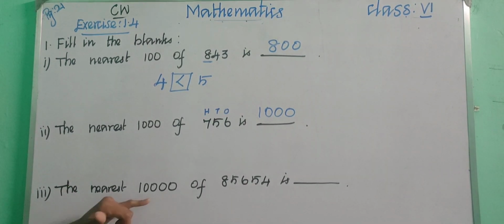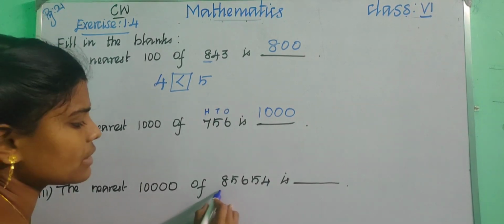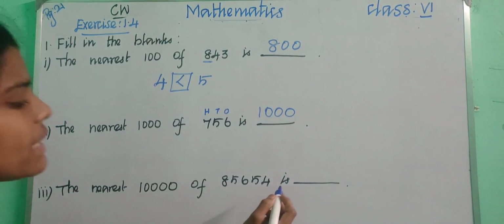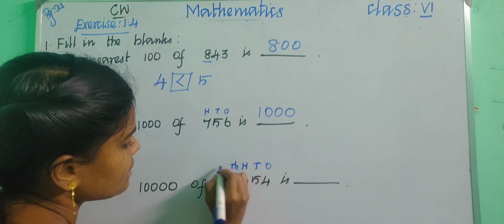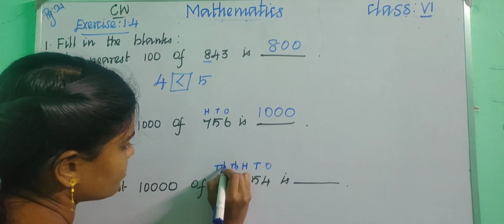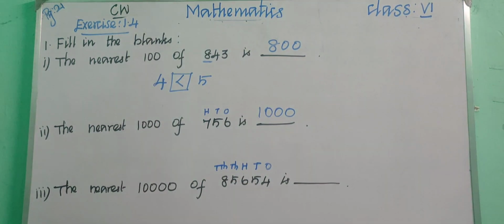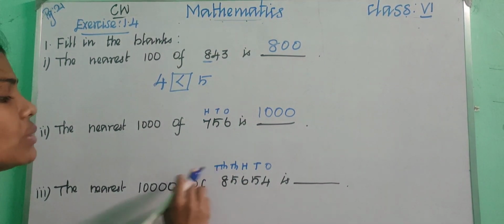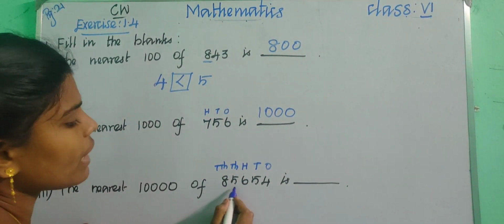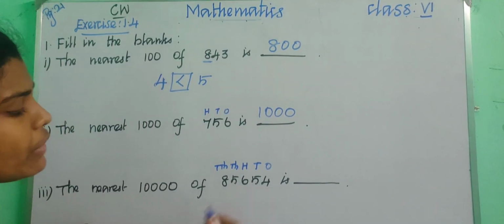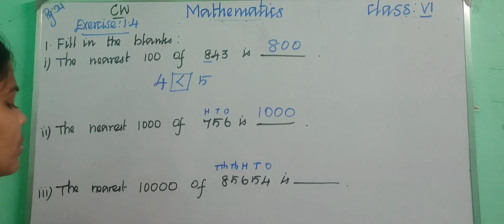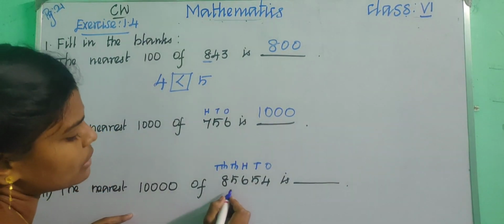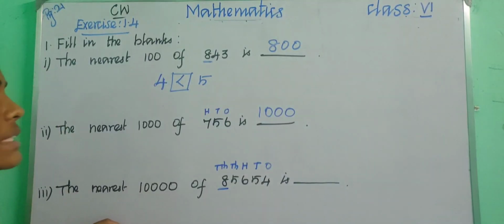The nearest 10,000 of this number. Let us write the place values: ones, tens, hundreds, thousands and 10,000s. So we have the place value up to 10,000. The number is 85,654. We are going to round off this to the nearest 10,000. So which is the 10,000s place? This one is the 10,000s place.